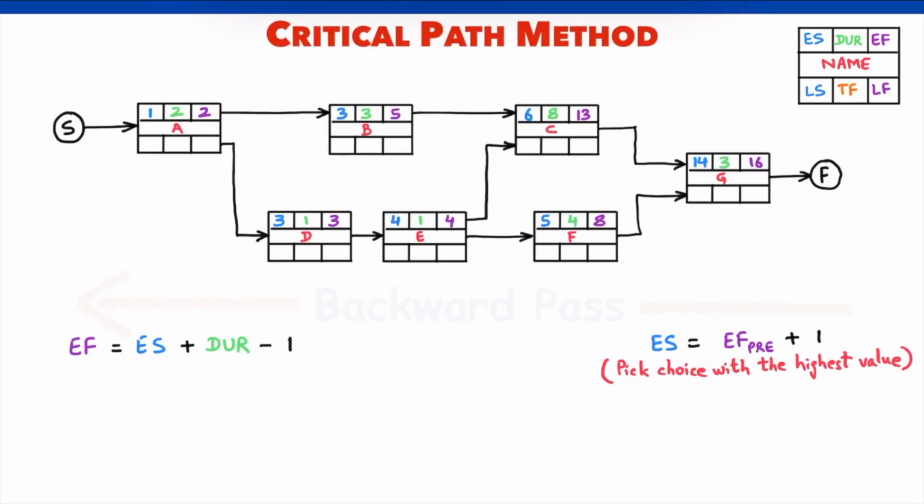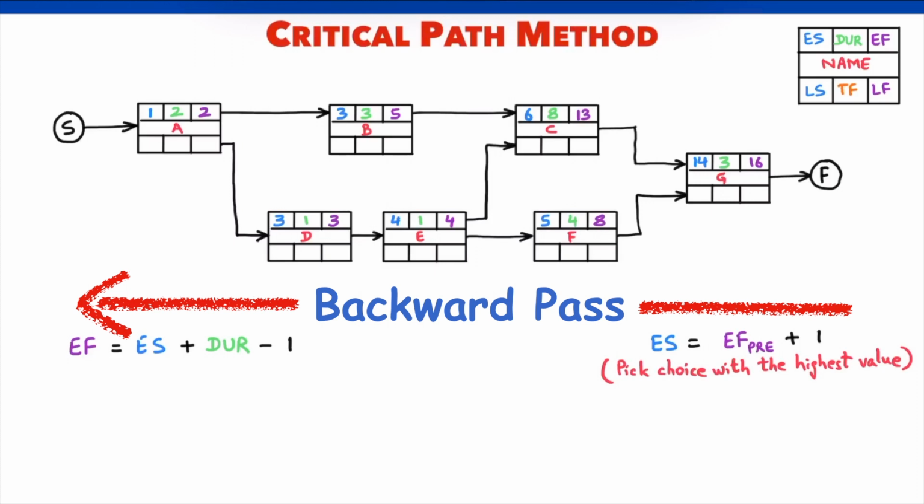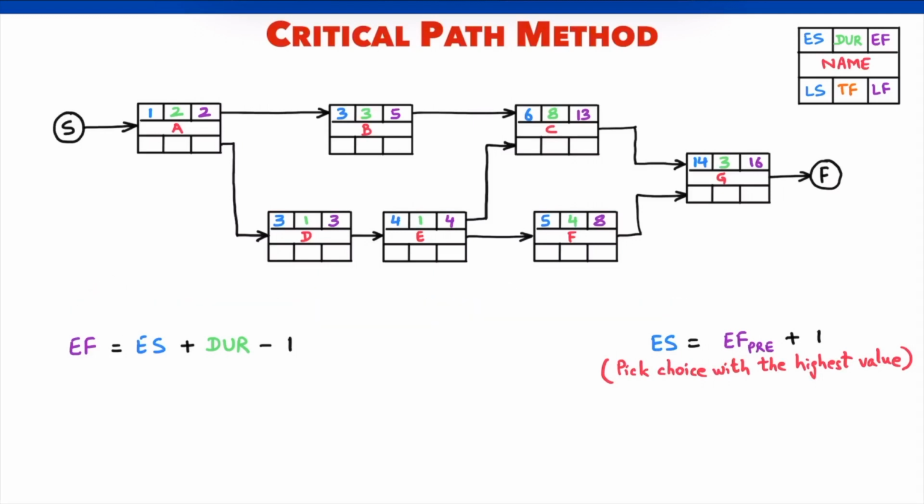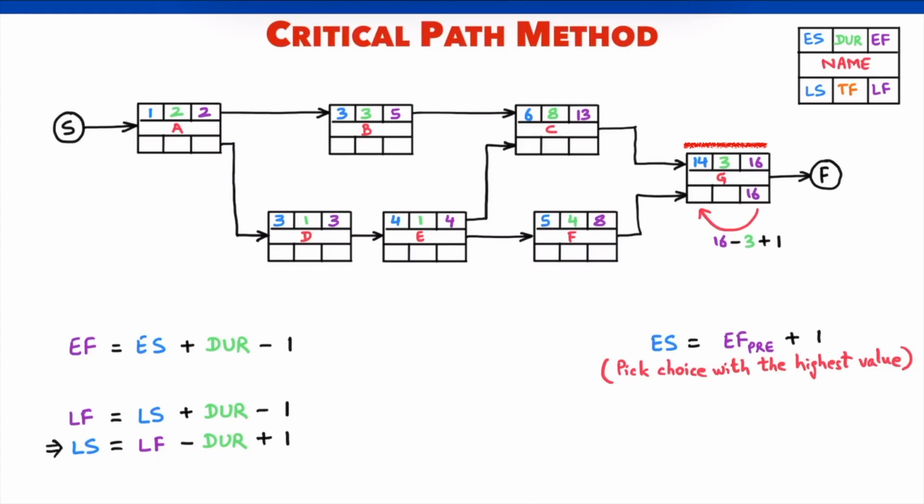Next, we will apply backward pass, analysis of the network diagram from finish to the start of the project, from right to the left. Starting with G, the last activity, the late finish will be equal to the early finish. Day 16 is the late finish of G. Moving backward, we can calculate late start of G using this formula. Late start of G is late finish of G minus duration of G plus 1. Late start of G is 14.